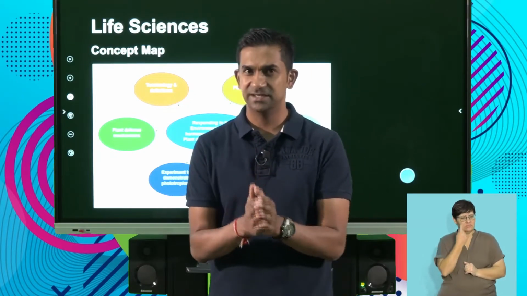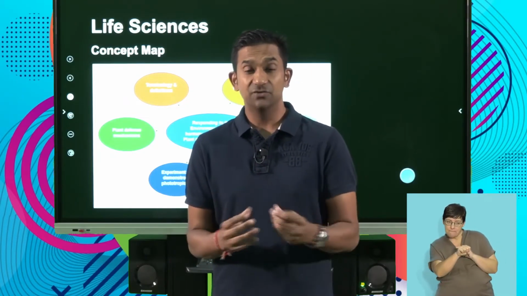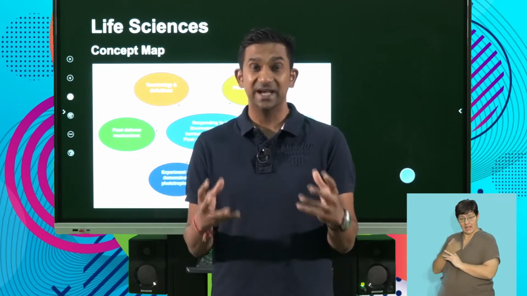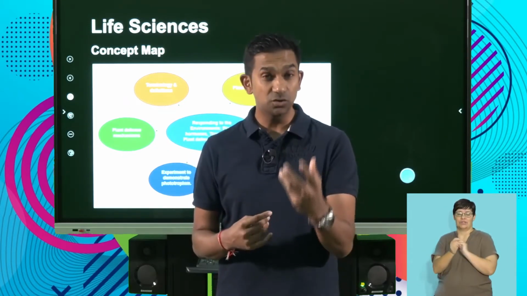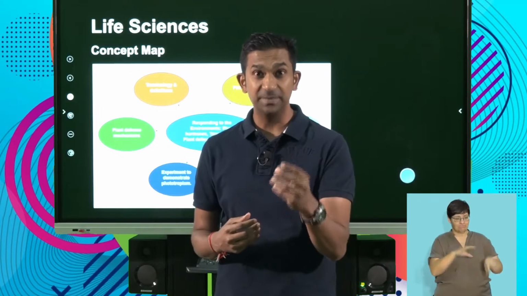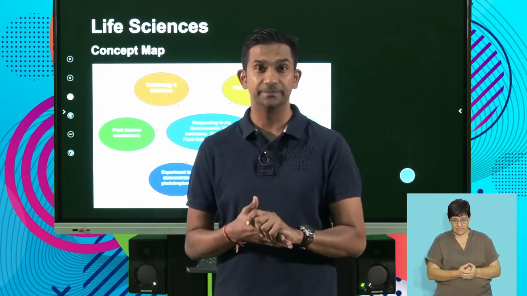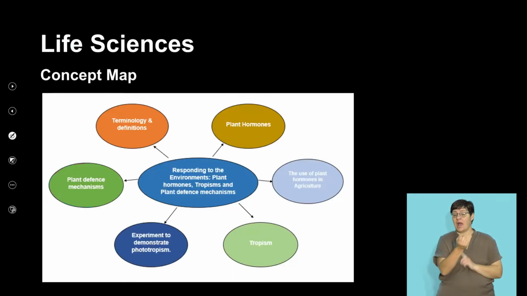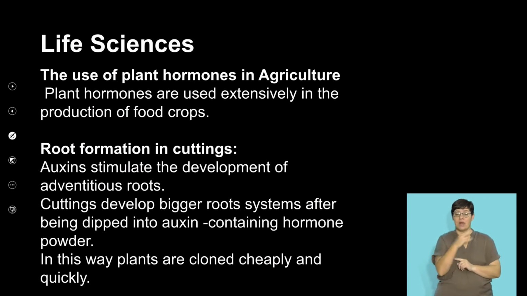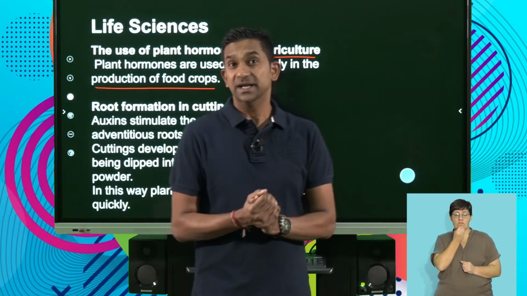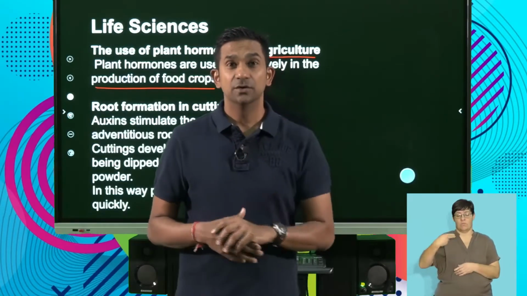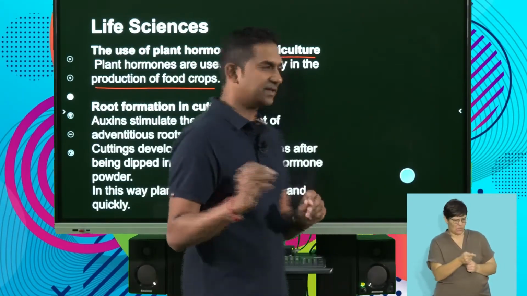So let's try and understand how the understanding of hormones has influenced the way we access fruit that are wholesome, that are fresh and ripe at the right time when we consume them. So it's important that we understand that plant hormones have played an extensive role in agriculture. They're used extensively in the production of food crops. Many of our food production has been influenced by hormones, and let's try and understand that now.